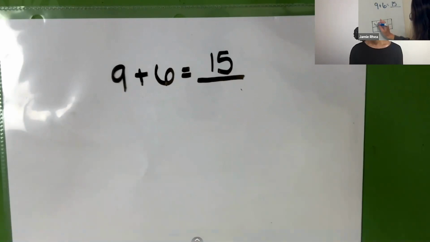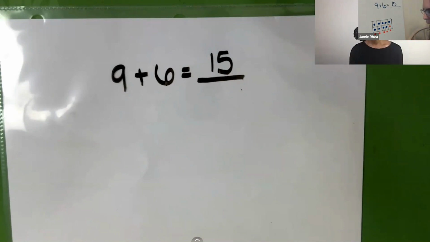Okay, so I'm going to fill in my 9. 1, 2, 3, 4, 5, 6, 7, 8, and 9. Now I'm going to use my red marker and I'm going to make 6. Remember, you fill in what's left in your 10 frame and then put the rest at the bottom, okay? So I'm going to make 6. 1, 2, 3, 4, 5, 6.